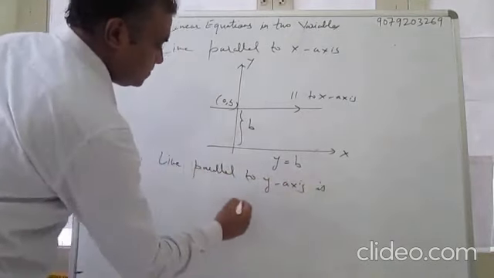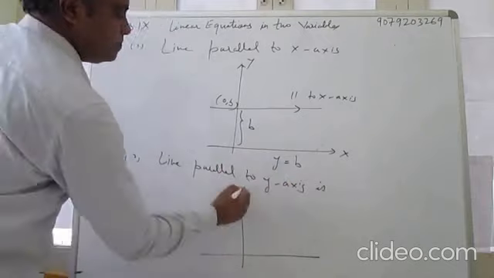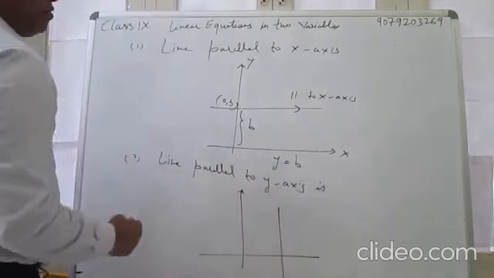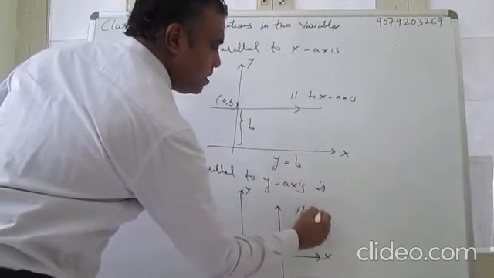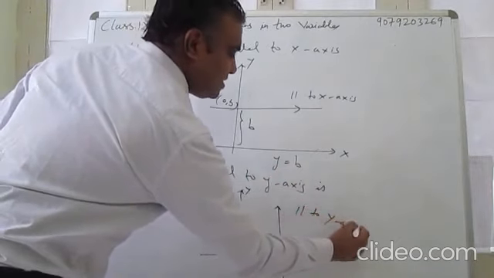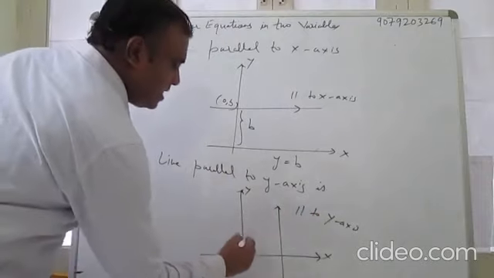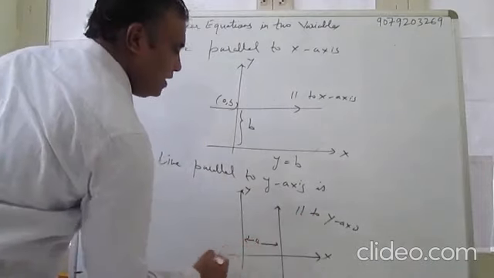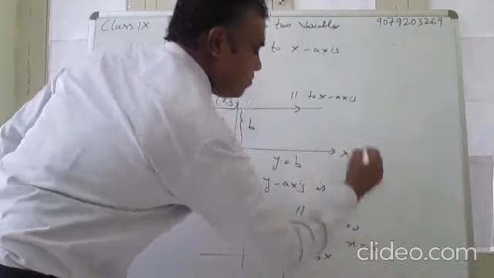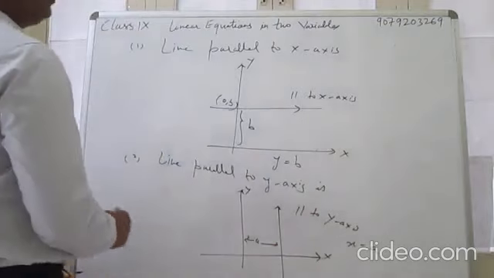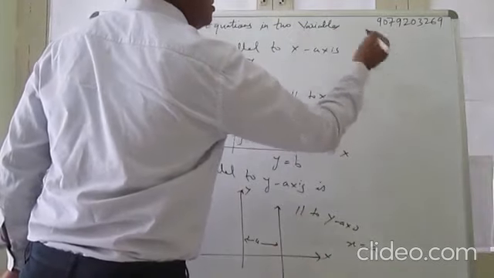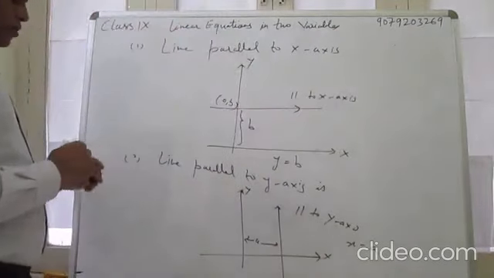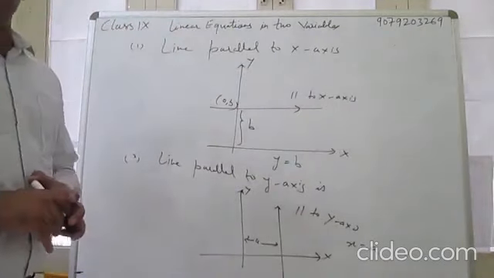this is the Cartesian plane. This is parallel to the y-axis. Take its distance as a. So it is x is equal to a. How many solutions does a linear equation in two variables have? A linear equation in two variables has infinitely many solutions.